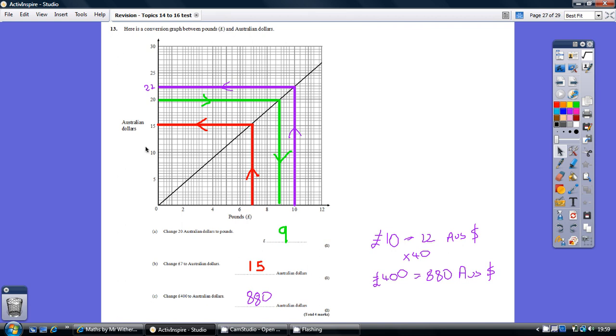Well, we don't have £400 on here. So pick a nice round number, say for example £10. £10 is about 22 Australian dollars. Okay, so we don't want £10 though, we want £400. That's 40 times as much, so 40 lots of 22, which is 880.